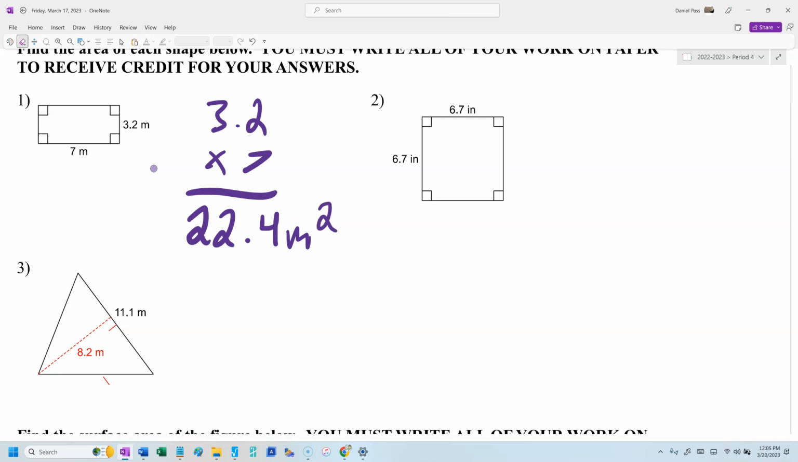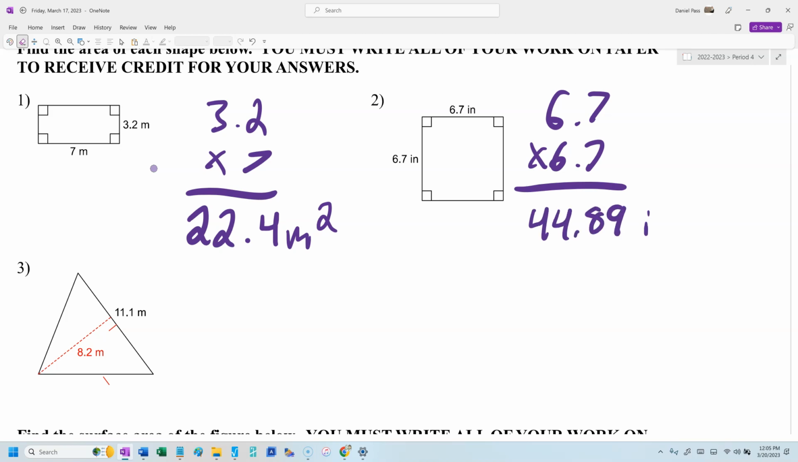Okay, number 2. Go ahead, you're doing number 2. So, you times 6.7 and 6.7. Yeah, see? And you get 44.89. Yes, sir. And that's inches squared.